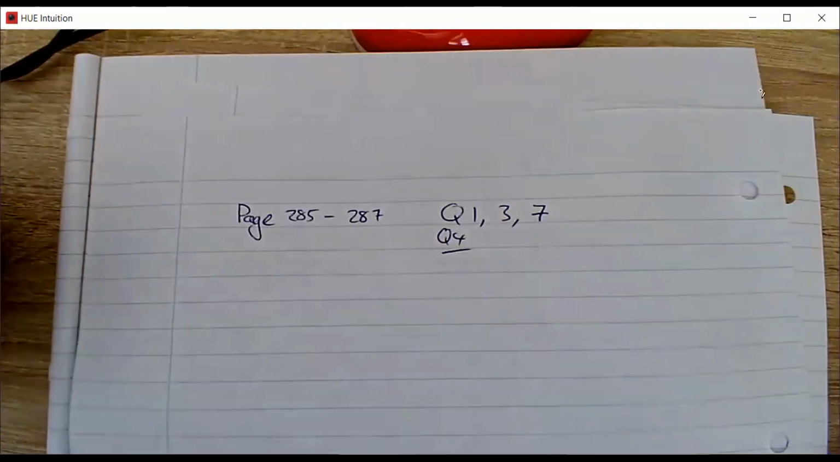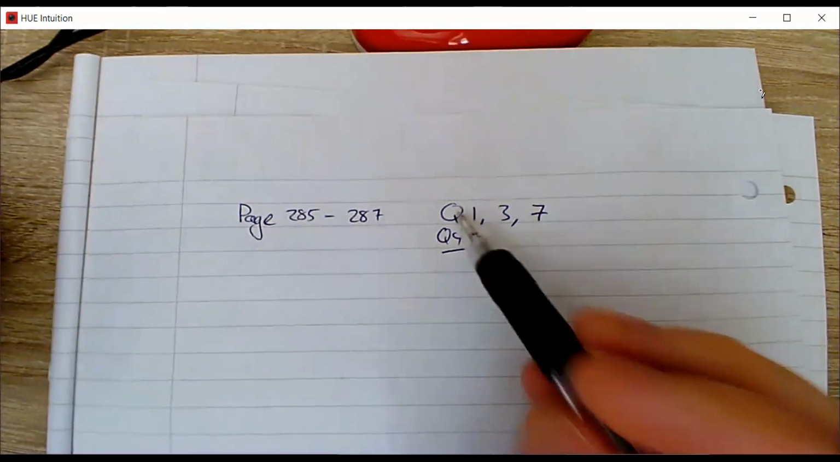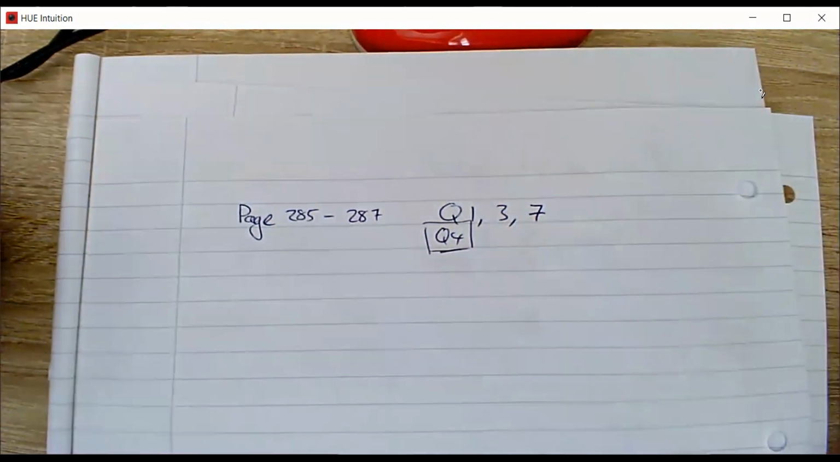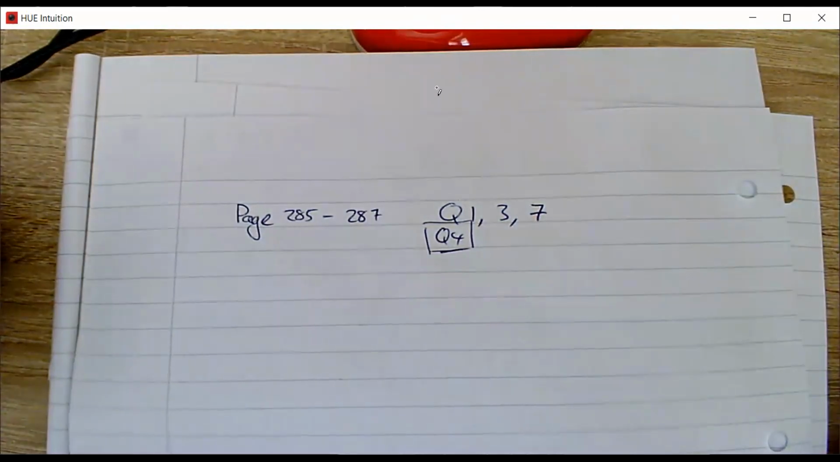Okay, so as well as making sure on page 285 to 287 you've got 1, 3, and 7 done in your copy, can I ask you to draw out the scatter diagram in question 4 yourself and finish that question as well? Okay, see you next time.